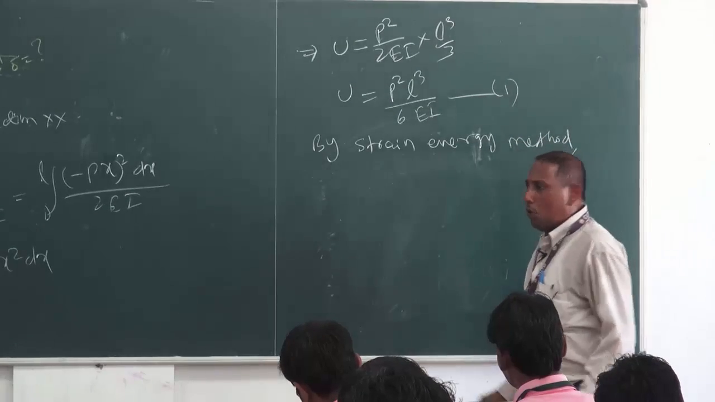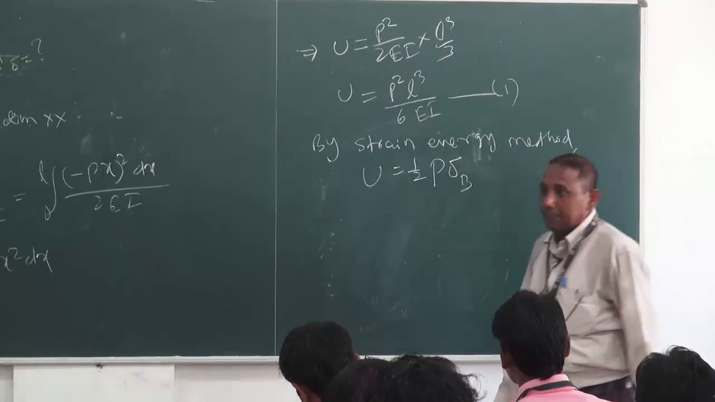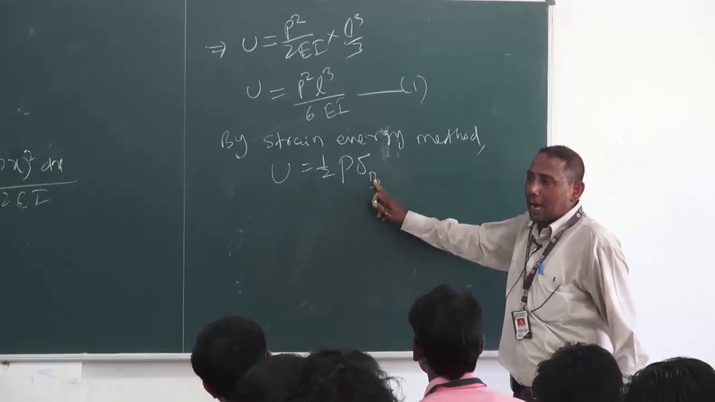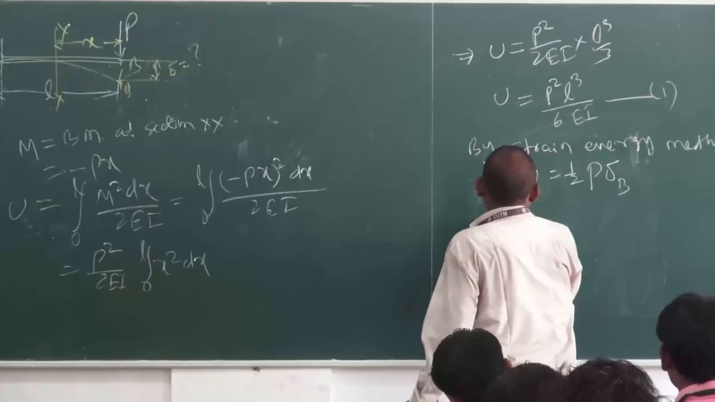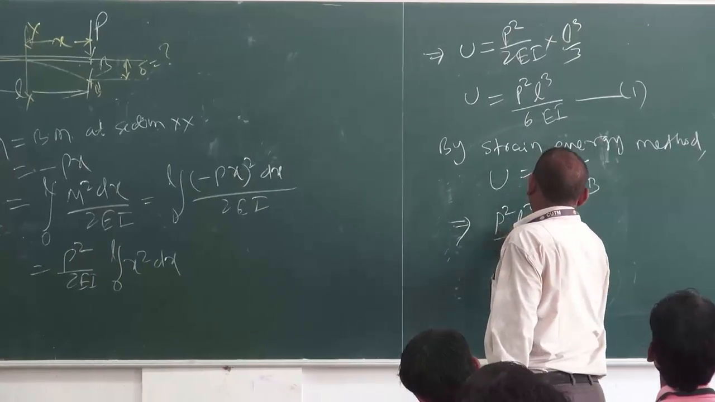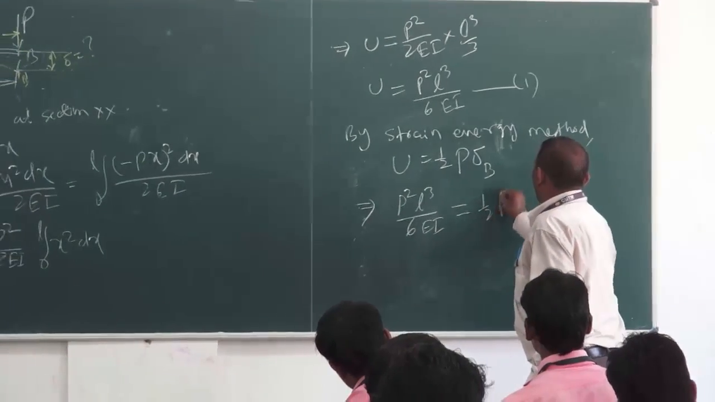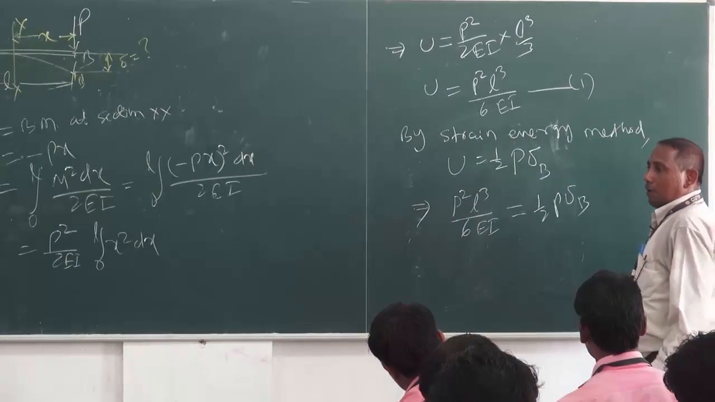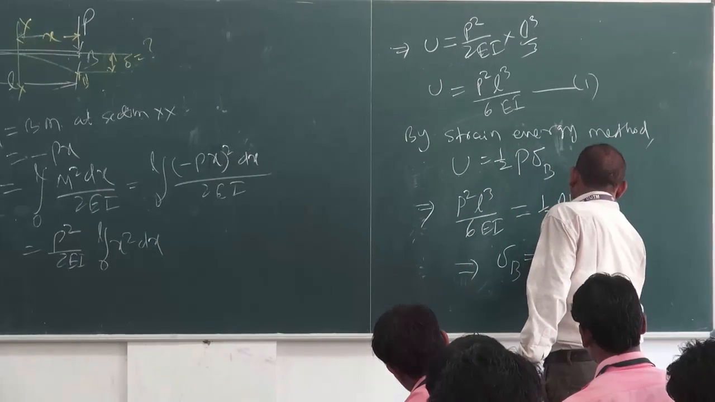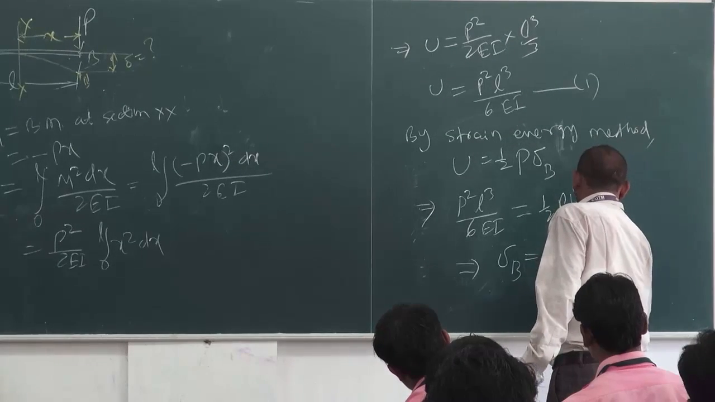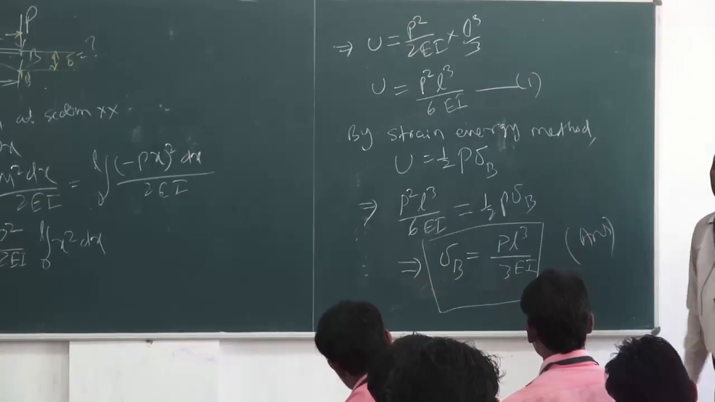Then by the strain energy method, we know U is equal to half P into delta B, and this subscript B represents that delta means deflection at point B. Here the U value we have already calculated, it is P square L cube by 6EI, equal to half P into delta B. By solving that, delta B is equal to P L cube by 3EI. And this is the required answer.